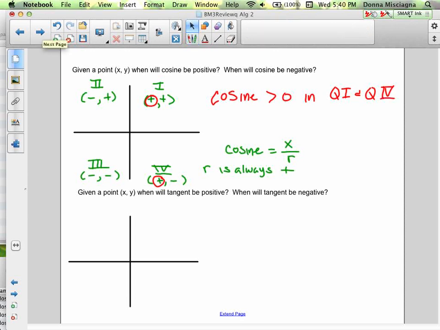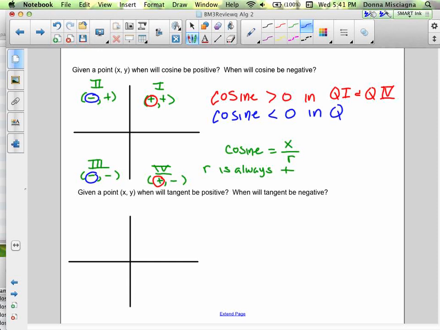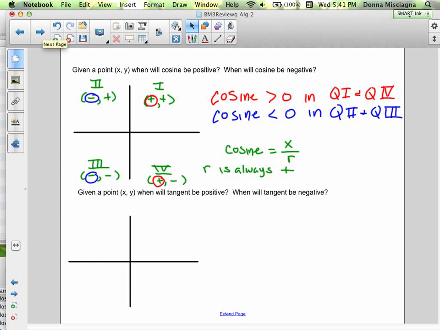And cosine is going to be negative whenever x is negative. Right? So that means cosine is going to be negative in quadrants 2 and 3. So if you just remember the signs of x and y in the quadrant, you can figure out when any of the trig functions are positive or negative.